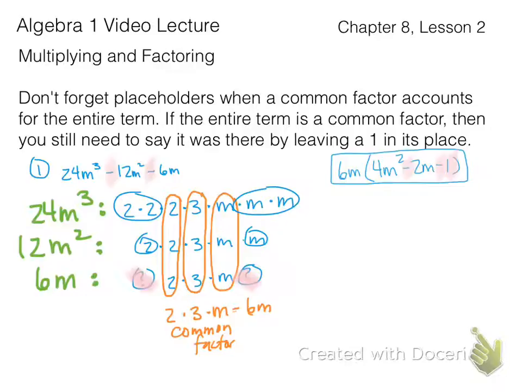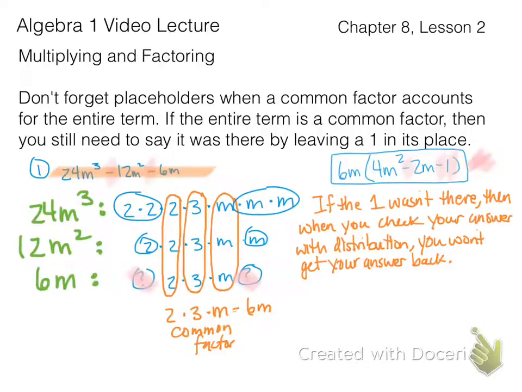Because again, if you were to go back and distribute, you should still get the same answer that you had when you started. Right here, you should still have that once you do it. So let me go ahead and show you that distribution real quick. If the 1 wasn't there, then you would check your answer with distribution, and you'd only have 2 terms, not 3 like what you started with. So again, you must have that placeholder.